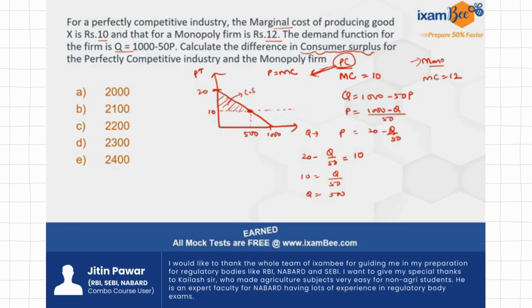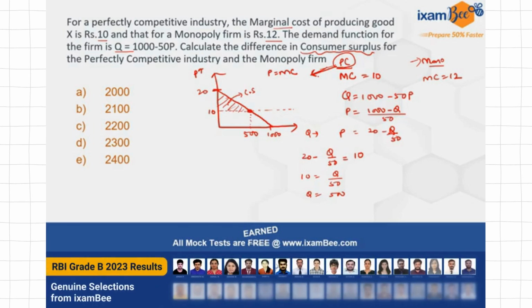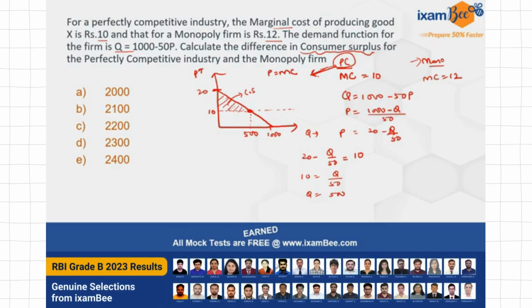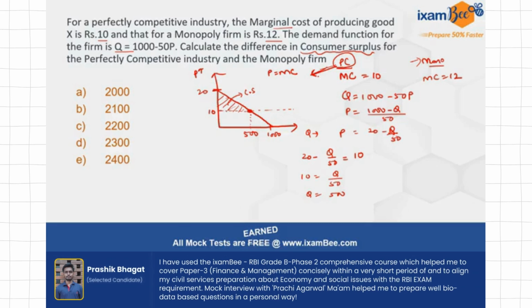Why is this consumer surplus? Because what do different points of the demand curve tell me? Different points of the demand curve tell me the maximum value that the buyers put on these different units of the quantity, right? And this much is the price that they are paying in order to buy these different units. So what would be their surplus value? Their valuation minus how much they are actually paying. So this difference is given by consumer surplus.